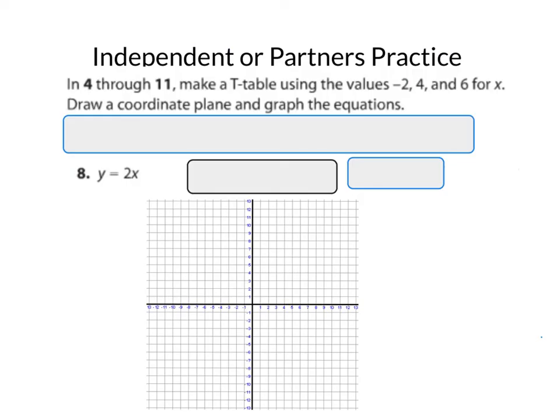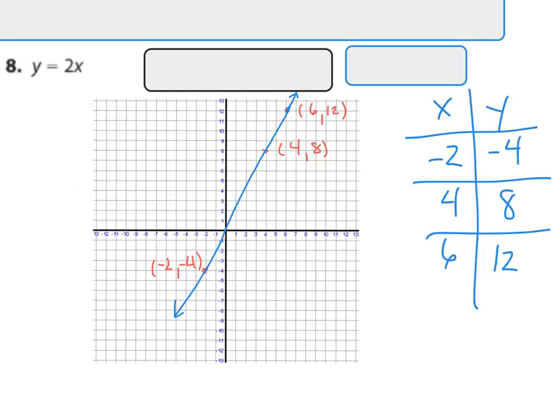Here's independent or partners practice. Here's the first one. Please make a t-chart and labeling this with the values right here. Once you're done, please move on in the video, showing you the answers in 3, 2, 1. There's the answer to the first independent practice problem, and moving on to the last and second one.